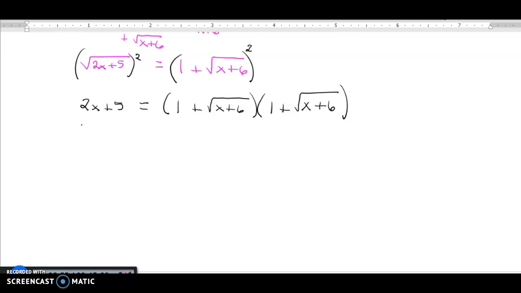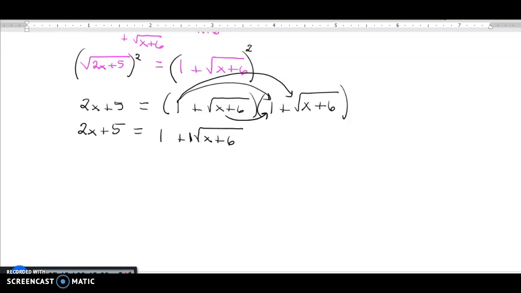All right, so we have 2x plus 5 equals... 1 times 1 is 1. 1 times the square root of x plus 6 is the square root of x plus 6, and that's a 1 out in front. You have 1 square root of x plus 6. The square root of x plus 6 times 1, again, you have 1 square root of x plus 6.